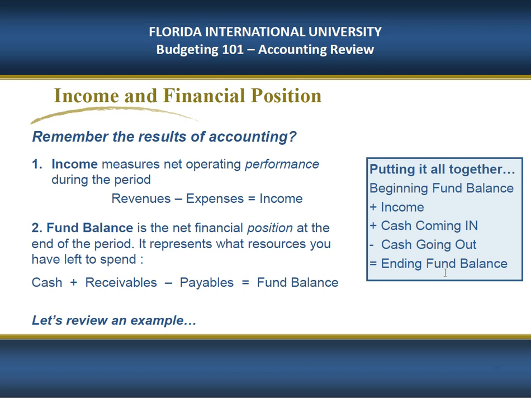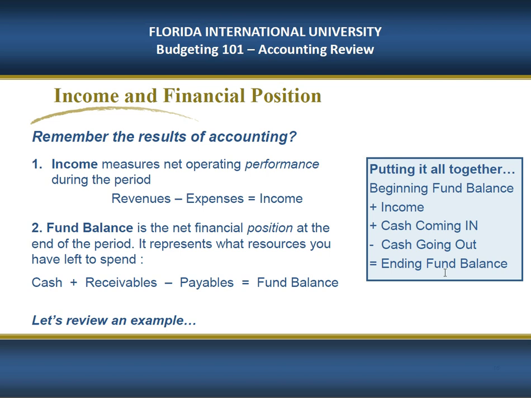Remember the results of accounting. We track two things: the operating performance of an activity and the resulting effect on fund balance. The word that we use to capture operating performance is income. Income represents the net operating performance for a period of time, whether it be a month or a year. When we say net, it is because income is revenues less expenses.